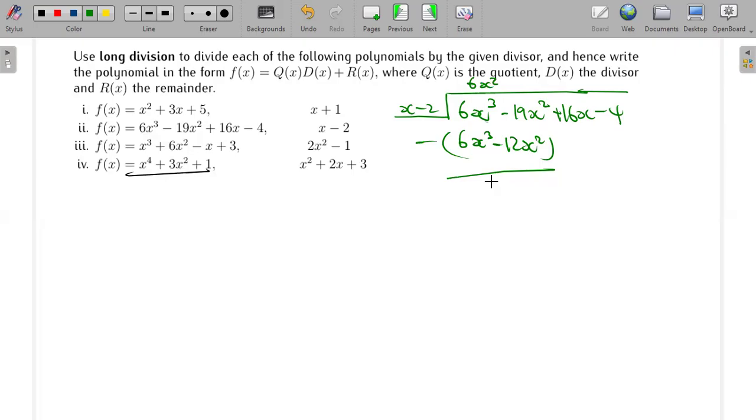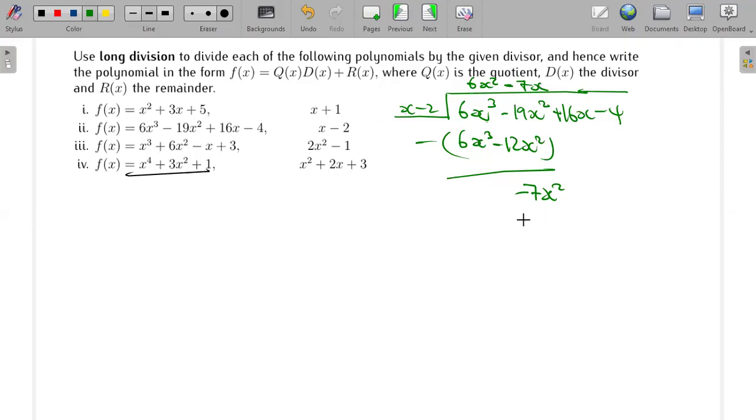And then you have 19, which is negative, then 12. So that's the same as you subtracting 19 from 12 gives you 7, then keeping the sign of the bigger number, which is negative. So you get negative 7x squared. And then again here, you divide that x into there, you get negative 7x. Then you multiply negative 7x by that.